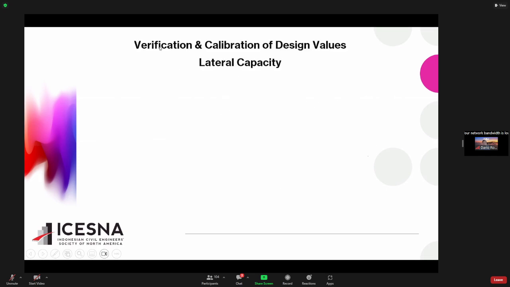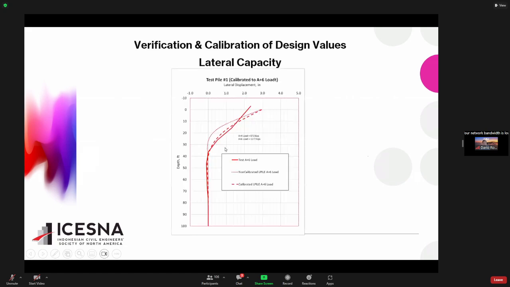Okay, so similar to the Excel, we want to calibrate our design based on the test result. The solid line is the one that we use for the design based on the L-pile. Oh, sorry. The red line is the one we use for the design. The solid line is the one that we get from the test.